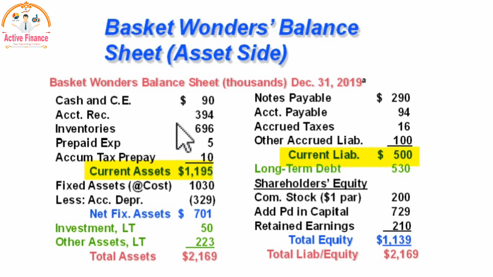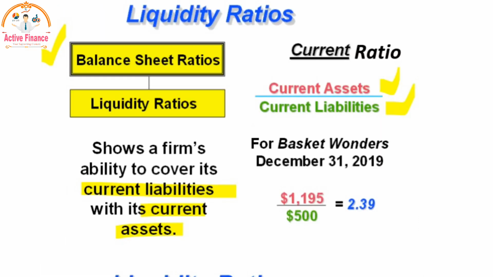So now current assets include cash, accounts receivable, your inventories, prepaid expenses, accrued taxes, prepaid. So in current liabilities are included notes payable, accounts payable. That is all about current assets and current liabilities. Now let's solve the current ratio of this company. Now we will divide the current assets by current liabilities and we will get the current ratio, which is 2.39. And now we will look at the previous data of this company.